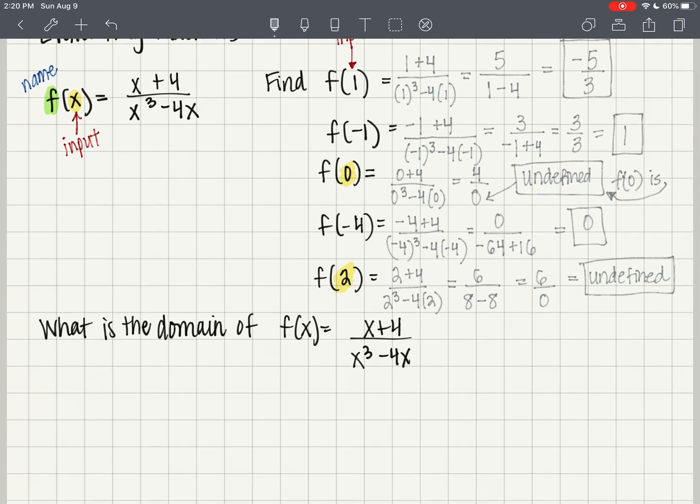Well, let's take a look at this function. So what happens when we have this rational function? A rational expression is a fractional expression with a variable in the denominator. Well, we know that the denominator cannot equal 0. When the denominator equals 0, those values are restricted from the domain. So what values are restricted?